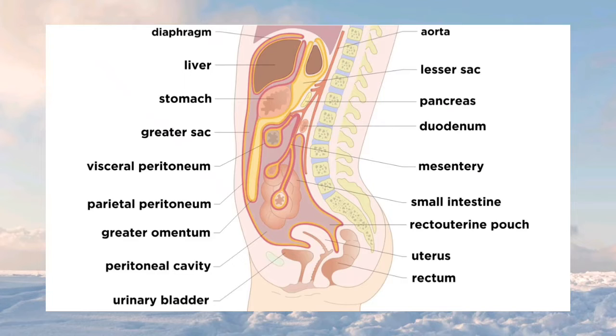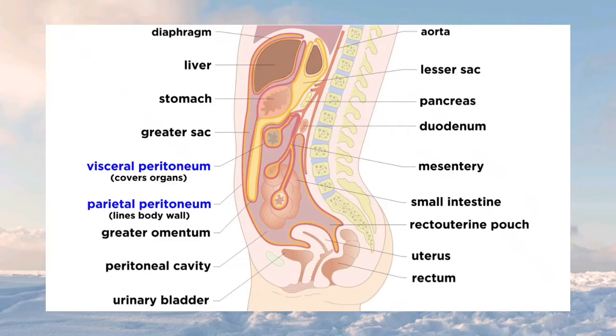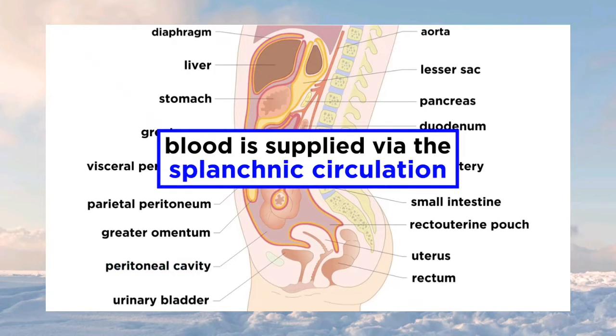Let's start out by taking a closer look at some of the organs of this system. Most of these sit in the abdominopelvic cavity. The peritoneum is the membrane of this cavity, and it is divided into the visceral peritoneum, covering the surfaces of these organs, and the parietal peritoneum, lining the body wall with the peritoneal cavity in between, containing a serous fluid that lubricates the organs for ease of mobility. Blood is supplied to these organs via the splanchnic circulation.